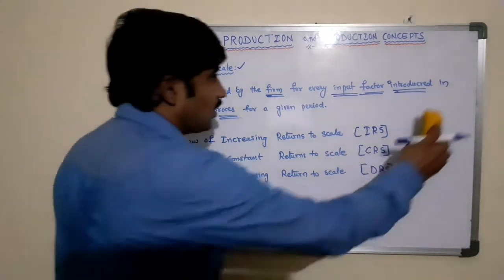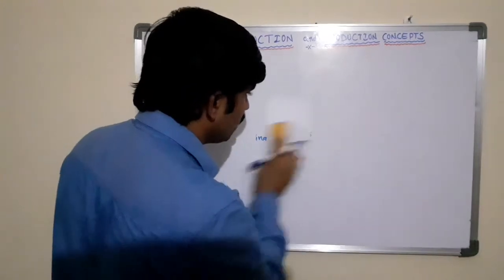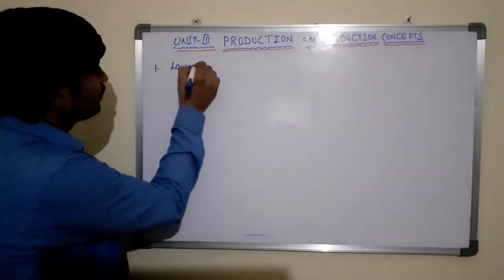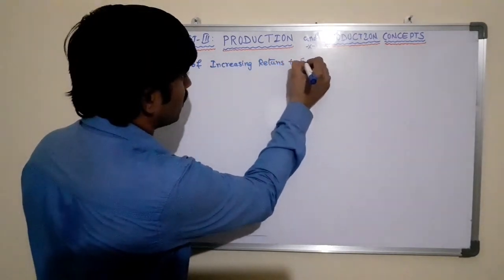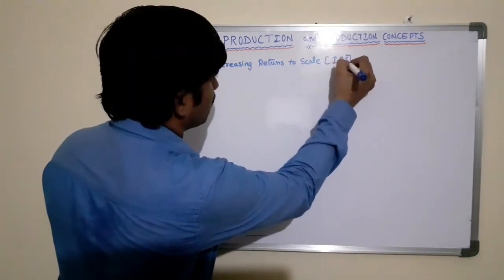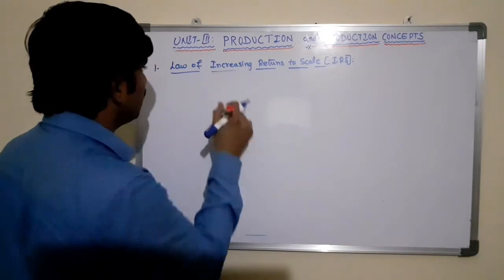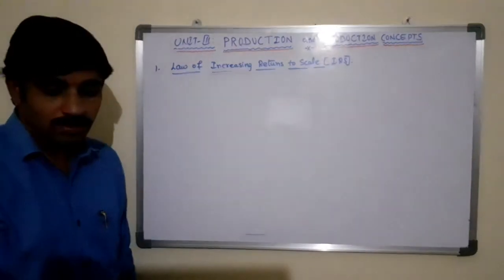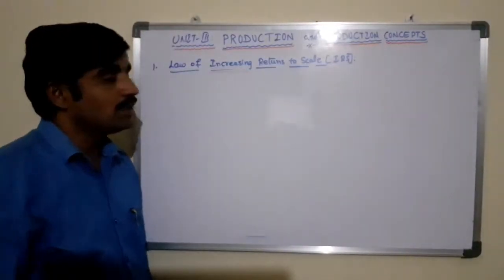Now we will discuss clearly how these returns to scale are changing, or how the output is changing for a given change in each input in production. The first one is law of increasing returns to scale, also denoted by IRS. So what is the key factor here we need to remember? That is increasing. For every increase in input, the output is increasing. It is defined as proportionate changes in the quantity of output is more than the proportionate changes in the quantity of input, known as law of increasing returns to scale.